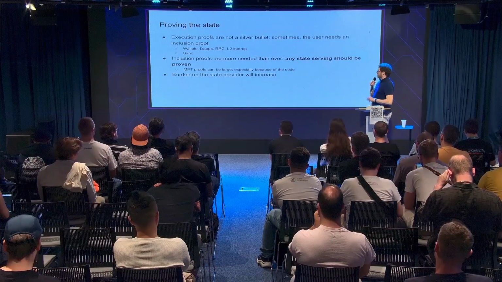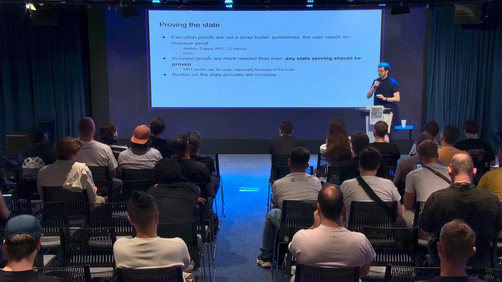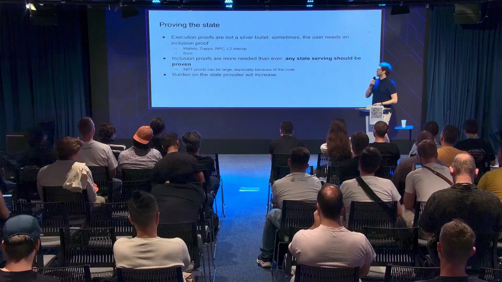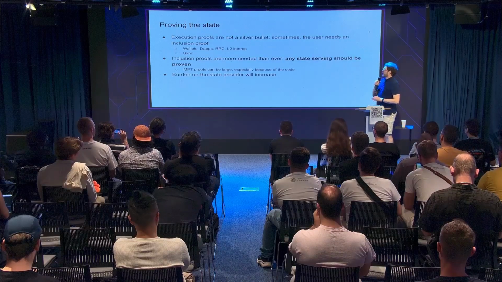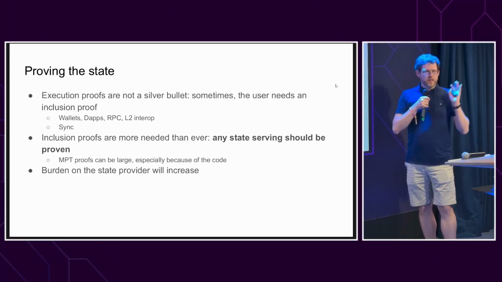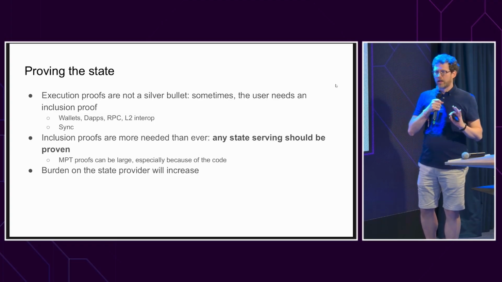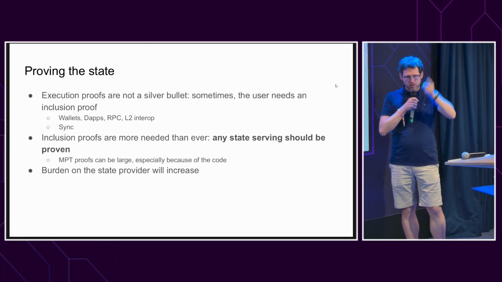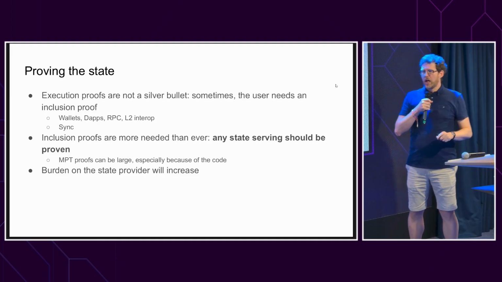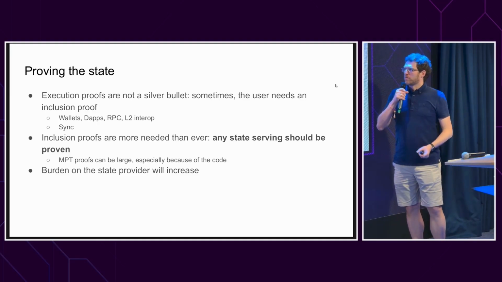And the last problem I want to talk about is proving the state. I mean, it's very connected to the other one. But the execution proof provided by ZK is not the silver bullet. Sometimes you do want to have the state, and you do want to have the proof that it belongs to this state root. And there are a lot of applications that come to mind, like wallets.